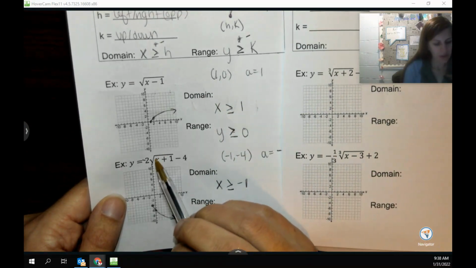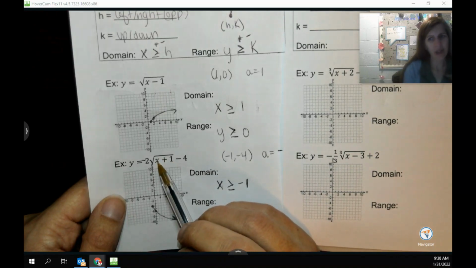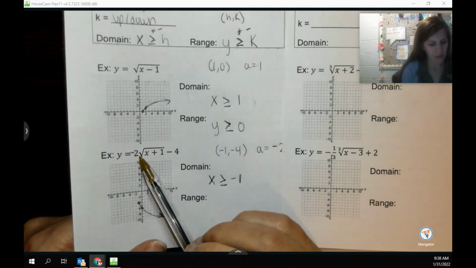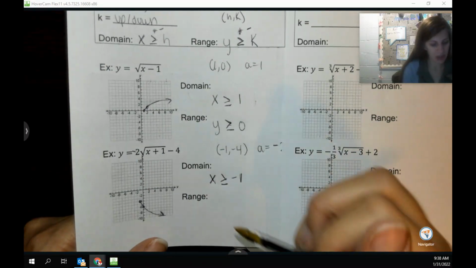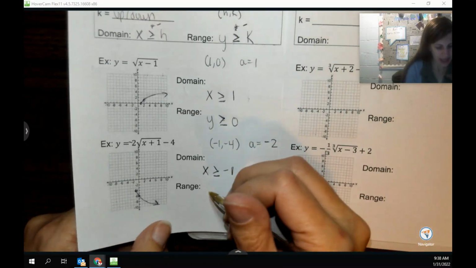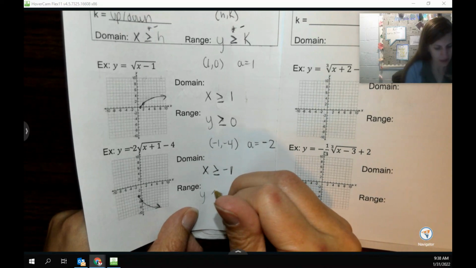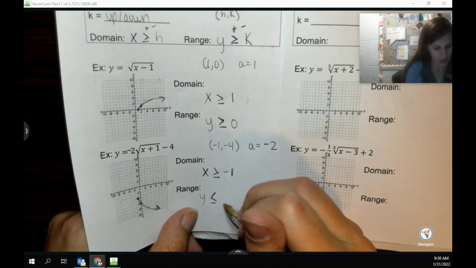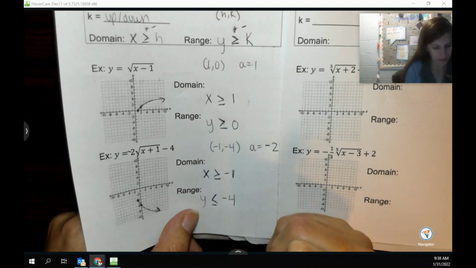Your domain will change if inside changes to a negative, which usually you won't see that. But if the outside changes and you're changing up and down stuff, so because the y is negative or we're going down, we're going to be less than or equal to -4.